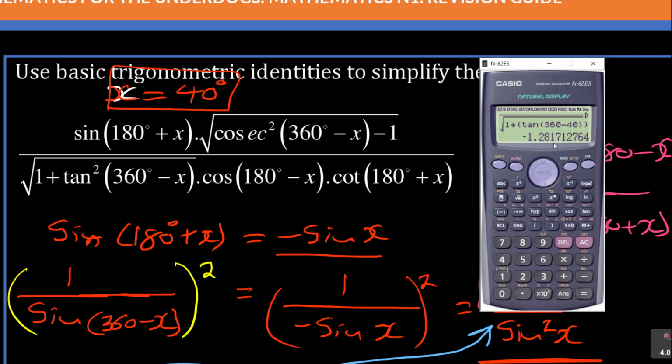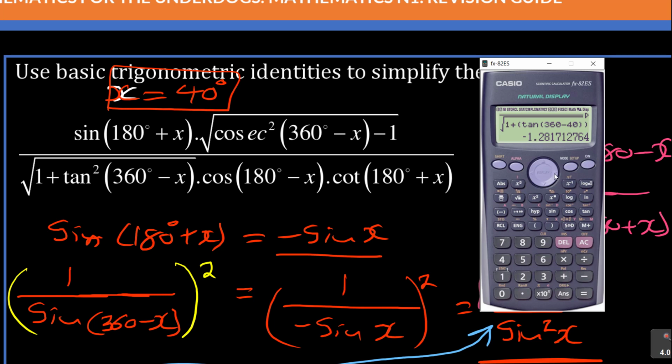Minus 1,28. See, that is giving me a negative already, which is suspicious of my answer, because my answer was positive. So I need to find out where I must have made an error. It means there is an error somewhere that I made. So let me check again.